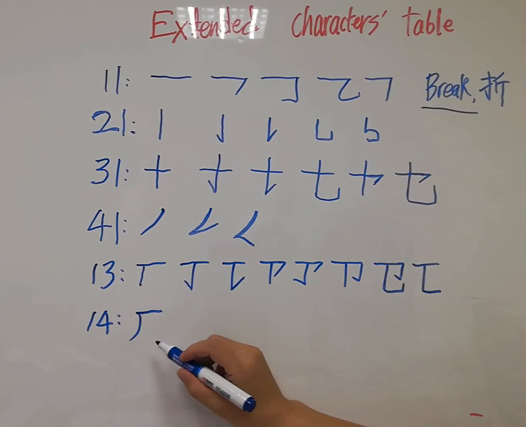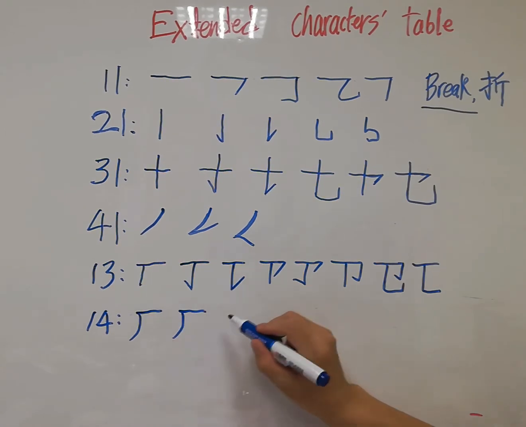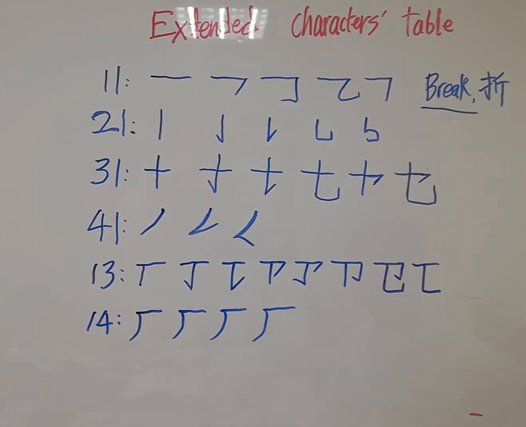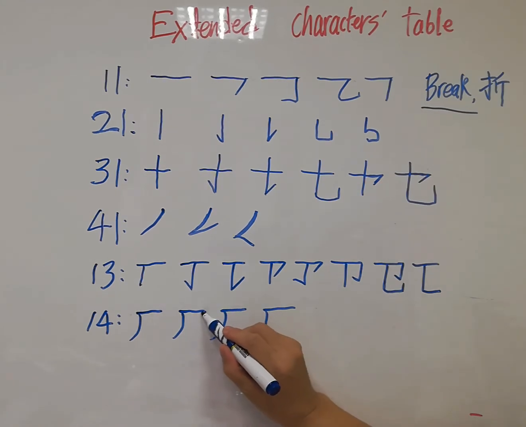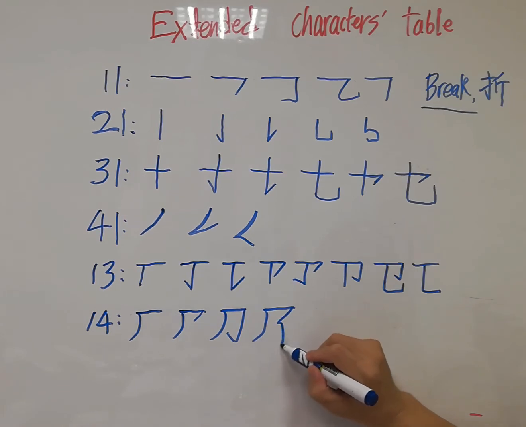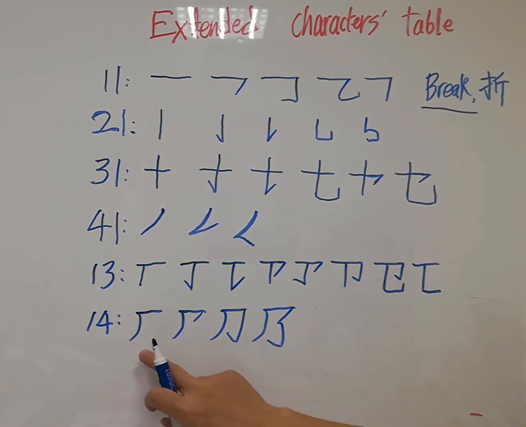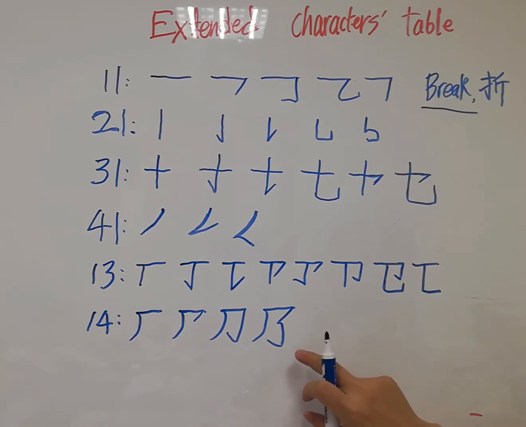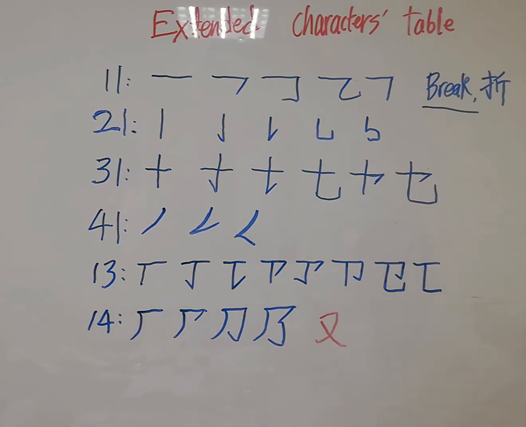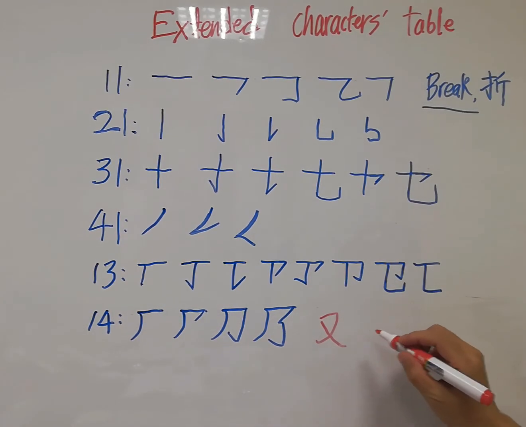1-4 is side frame. Now we add a break to these characters, like added break like this, like this. So all these characters are extended from the side frame by break, and then all have same code of 1-4.